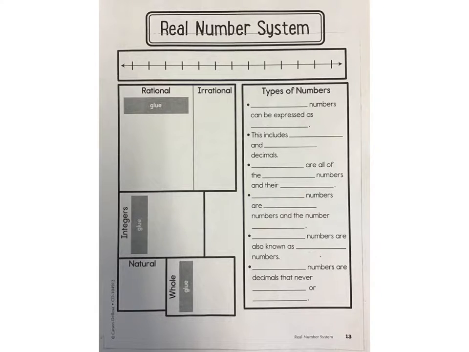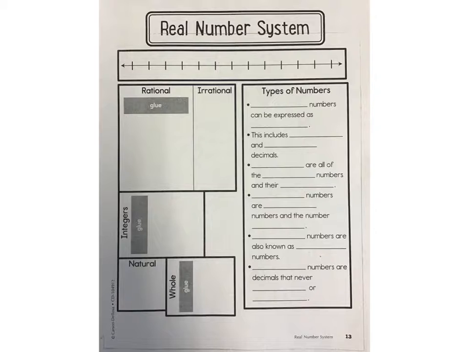Hey there everybody. This video is going to show you how to create your interactive notebook page for the real number system. So what you should have in front of you is a sheet of blank white paper, and then you should have the handout that you see here on the screen that says real number system. And we're going to cut out the pieces, and then I'm going to help you place them on the blank paper so that you can create your interactive notebook page.